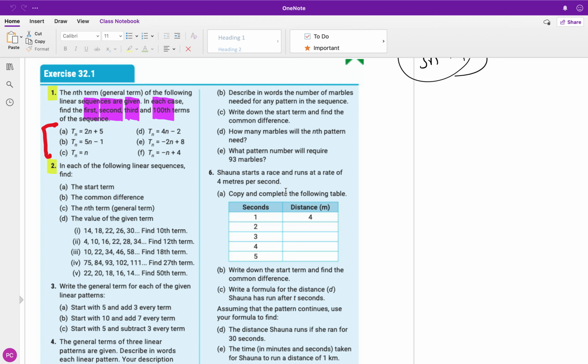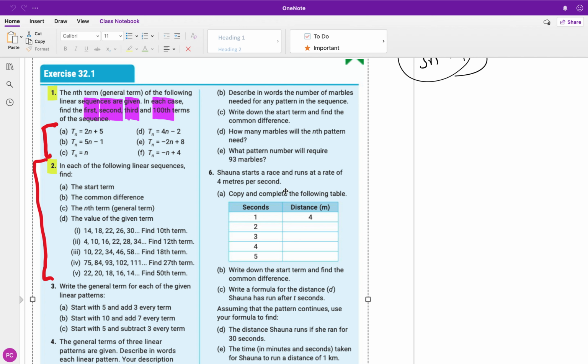For the second one, you're going to find the first term and the common difference. So the first term is the first number. The common difference is the difference in between all of them. The nth term, so what's the general term? You know how you're going to find that, don't you? A plus n minus 1 times d. And the value of the given term. So there's a good chunk of work in that. There's at least half an hour of work in those 2 questions there.